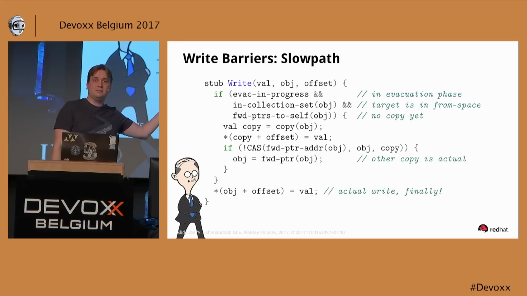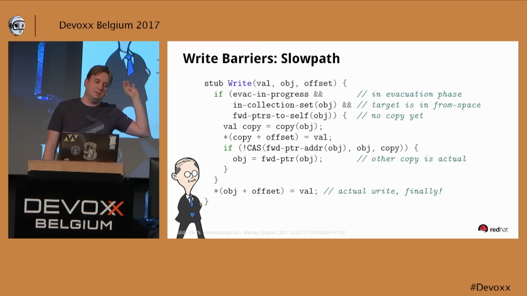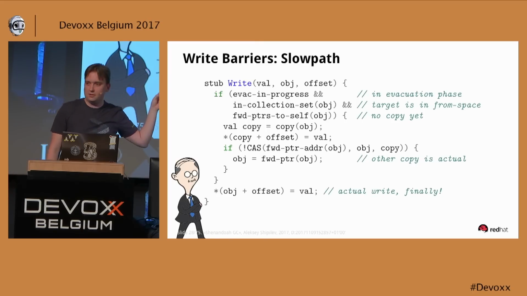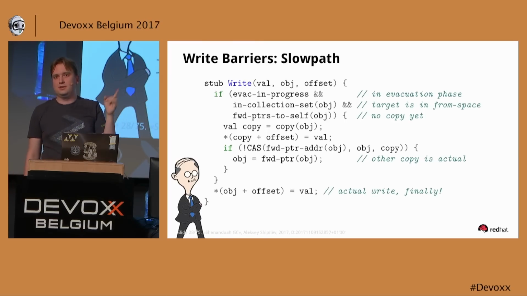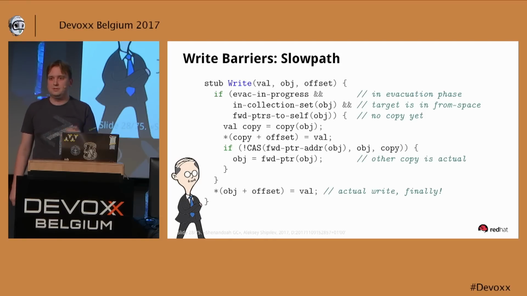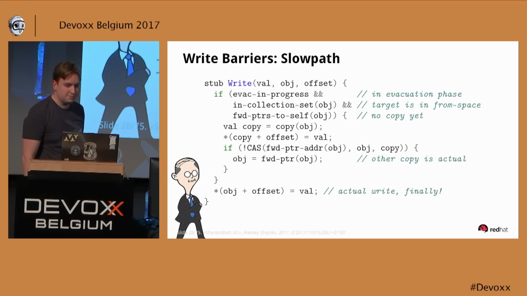So how do we do that? The same way we would do this in Java. We copy the object, we update the copy, and try to install it. The simplification here is that if we have failed this CAS, that means someone else had managed to evacuate the object before us, and all we need to do is dereference through the forwarding pointer, discover the actual copy, and write there. And by definition it would be in the to space.